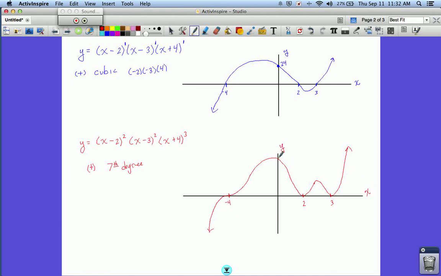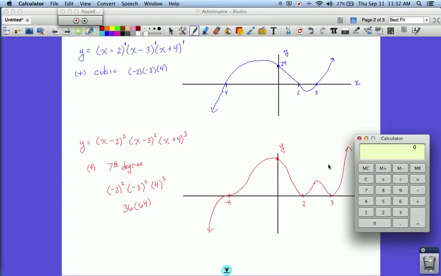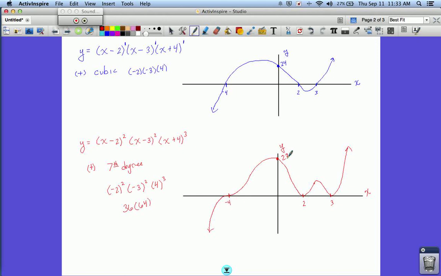Alright, and same deal, we have to wrap it up and find the y-intercept here. So plug in 0, I'm going to have -2 squared, -3 squared, and 4 cubed. So we get 4 times 9 is 36, times 64. So let's do this on the calculator: 36 times 64. 2304 is my intercept. It just gives a little bit more meaning to the graph if we know what that value is up there.